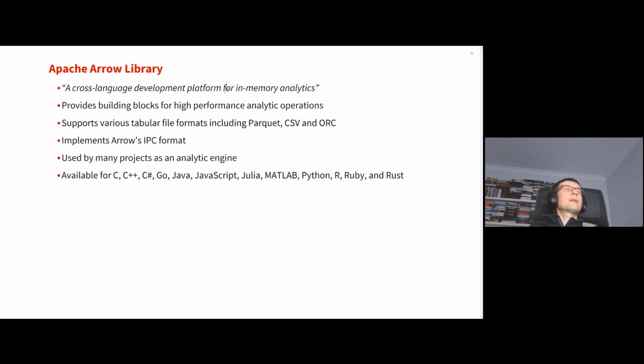So Arrow provides the building blocks for analytics operation, and we're talking about large data sets, so we really care about the performance when we talk about multi-gigabyte files. And even though in this talk I will not be discussing any analytic operations, we definitely are very interested in using whatever is provided by Arrow library and using it in our tabular object.